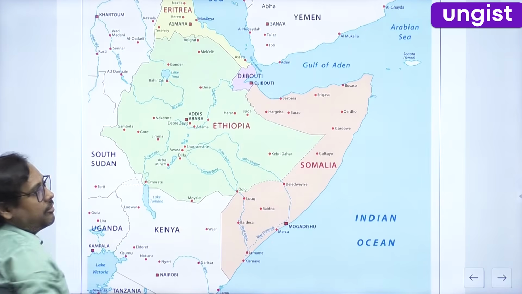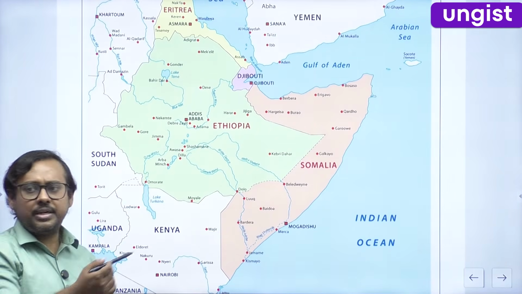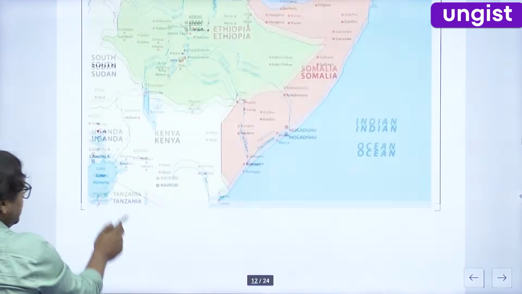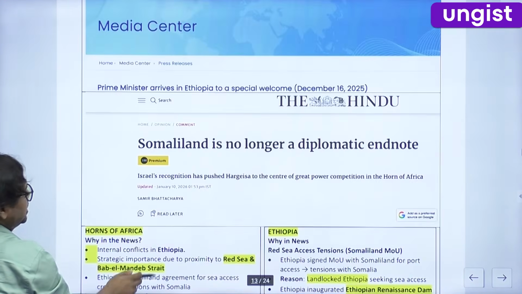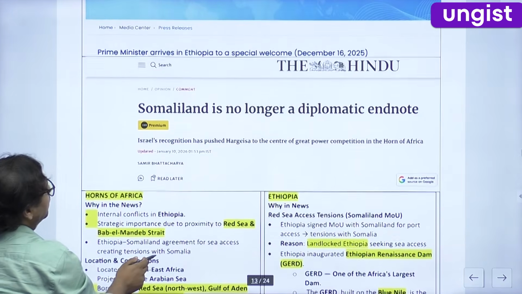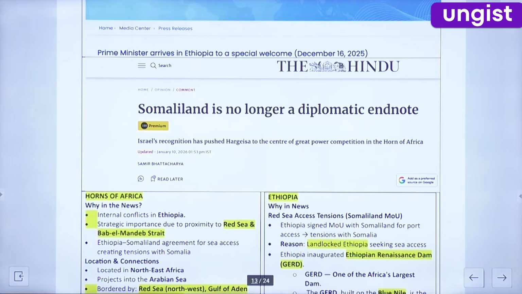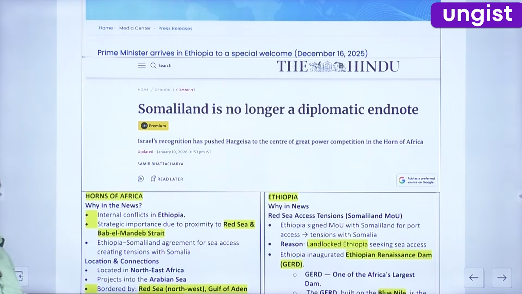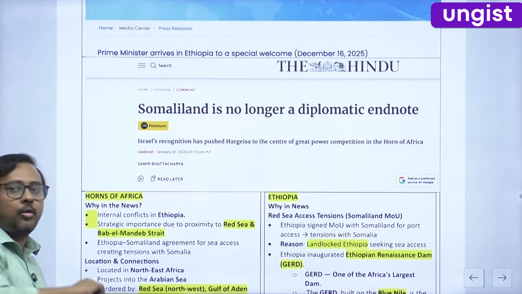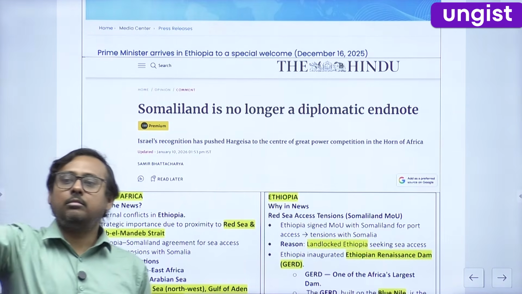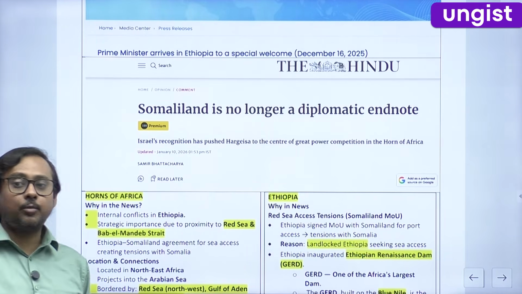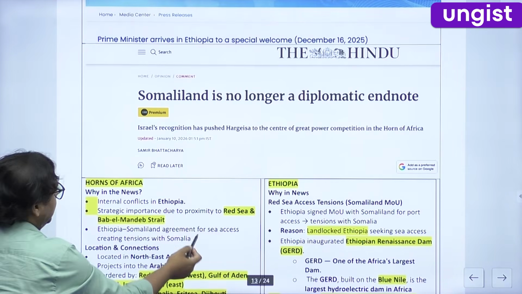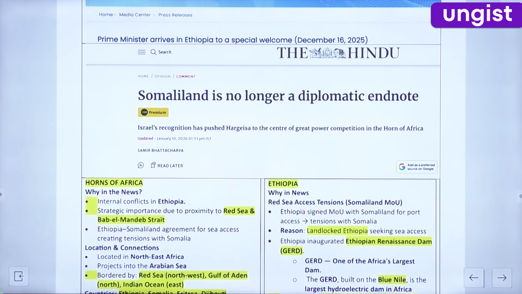So Ethiopia does not have any reach to the ocean. It does not have a maritime boundary, right? So what happened was that an MOU was signed between Somaliland and Ethiopia so as to grant a corridor for Ethiopia to the Indian Ocean. That is the reason why it is in the news, right? Ethiopia-Somaliland agreement for sea access, creating tension with Somalia.